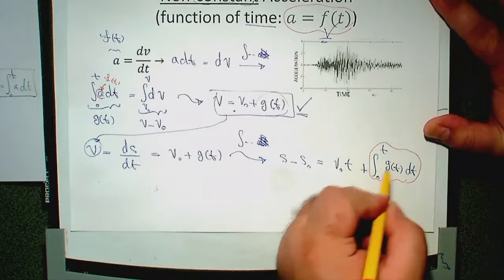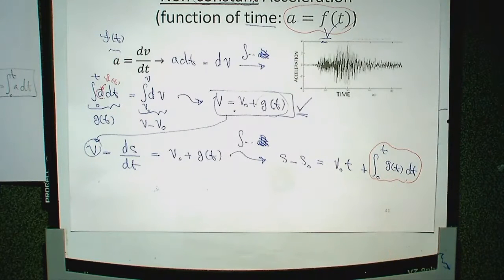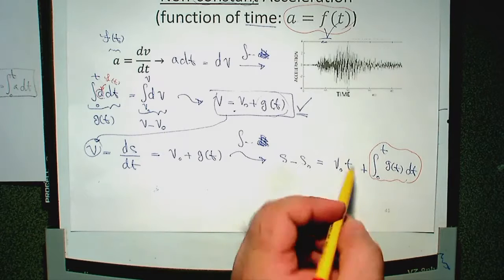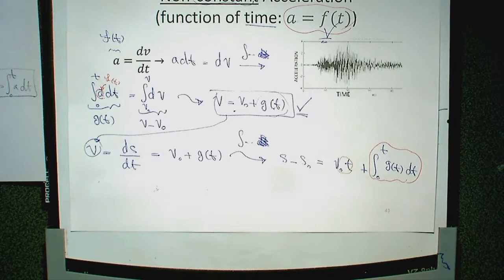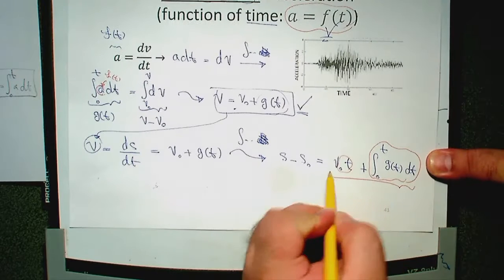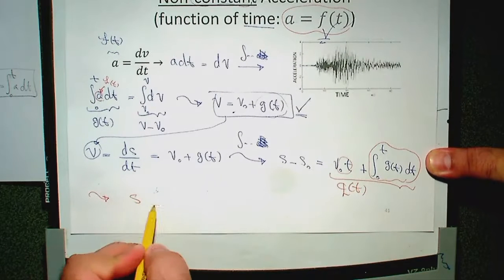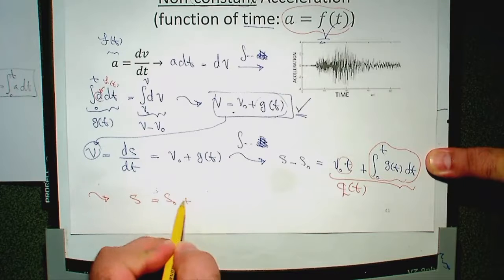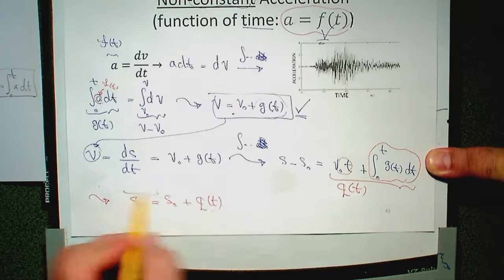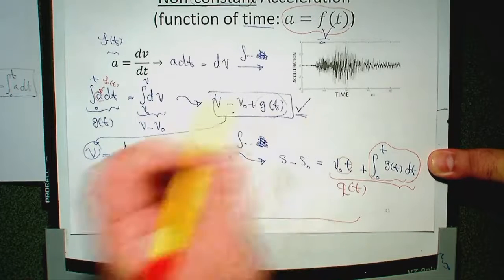Again, when you integrate a function of time with respect to time, you come up with a different function of time, a combination of what? Another function of time, because V naught is a constant, yes? Initial velocity is always constant. The whole thing would be a function of time, QT. Then S equals S naught, QT. Okay, this is the general approach.